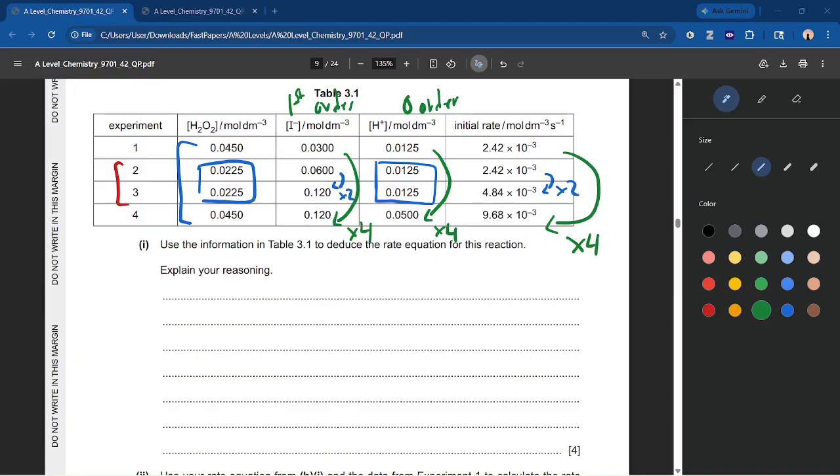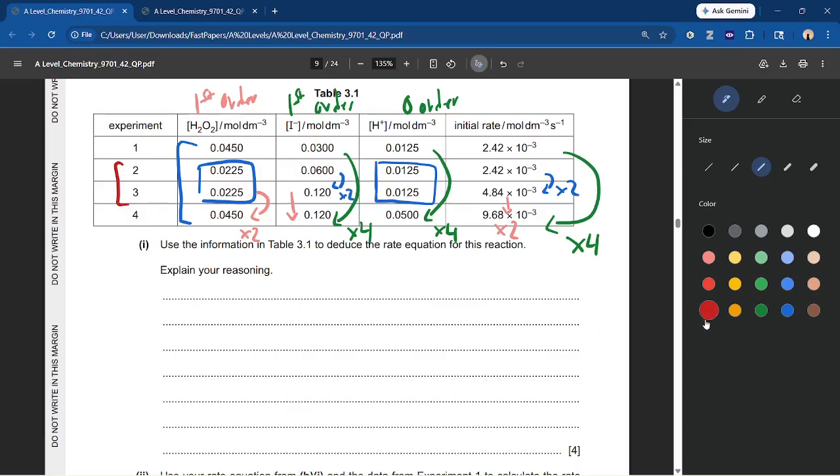So let's take a look at what happens now that we know that hydrogen is zero order. What about hydrogen peroxide? Let's look for an experiment where we've got a change in hydrogen peroxide and the same amount of iodide. So that's 3 and 4. Let's use pink for that. So this doubles, times 2. This stays the same, and we know that hydrogen has no effect. So the rate becomes times 2. This is linear as well, so this will be first order.